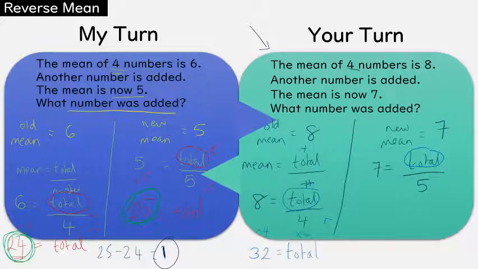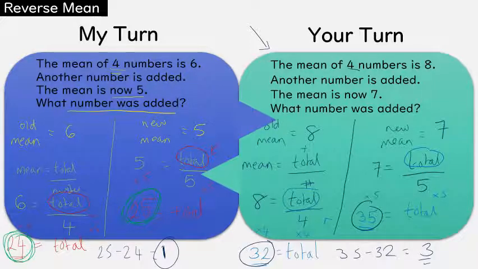So when I added the 4 numbers together, we get 32. What about here? It's being divided by 5, so I've got to times by 5. The total when there are 5 numbers is 35. So with 4 numbers it's 32, with 5 numbers it's 35, so I can find that the number added must therefore be the difference, and it's 3.